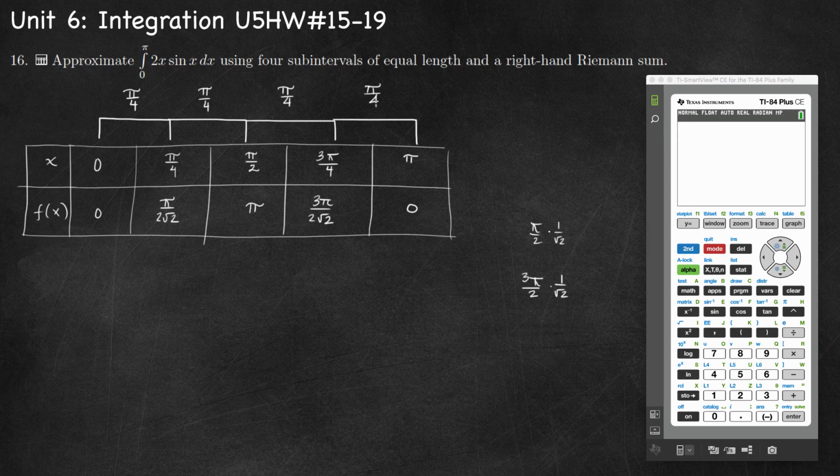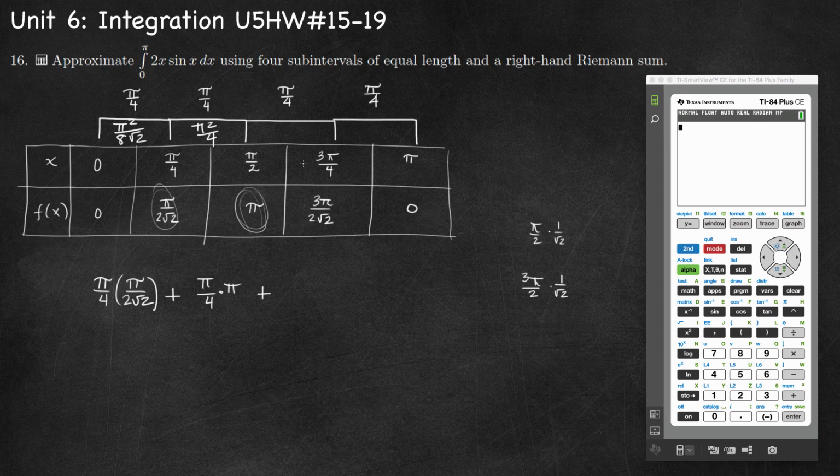Pi over 4. And the height of my rectangle, since I'm doing a right-hand Riemann sum, is determined by the right side of the triangle. So my first rectangle has an area of pi over 4 times pi over 2 root 2. So pi squared over 8 root 2. My next rectangle has an area of pi over 4 times this right side, pi. So that's just pi squared over 4.